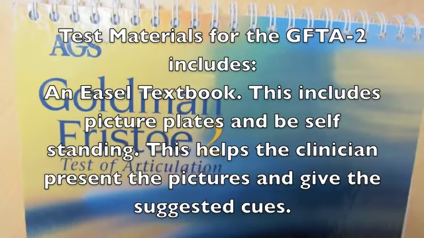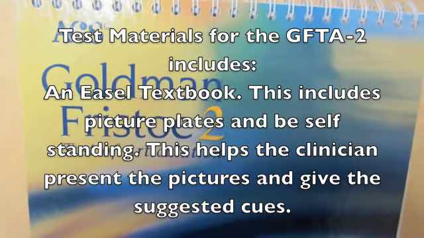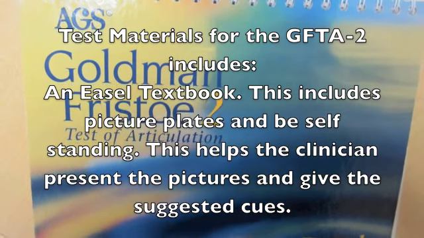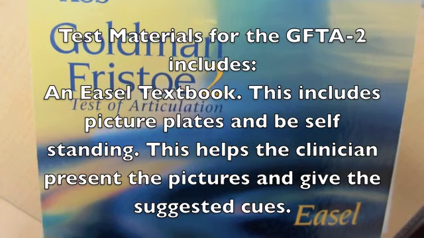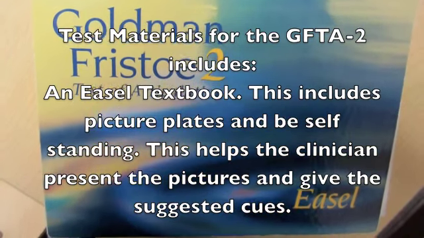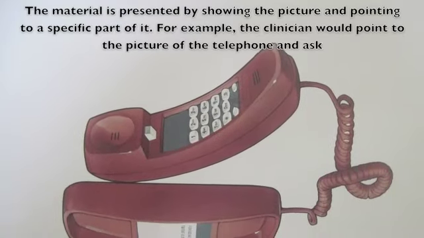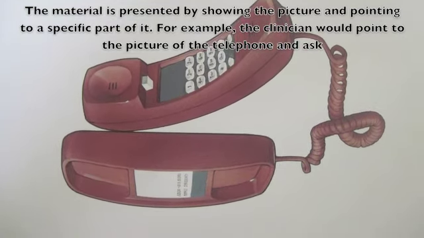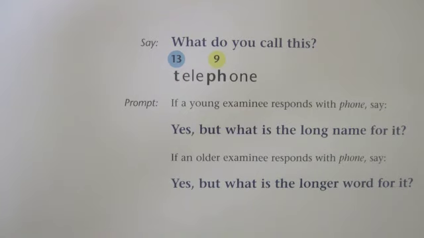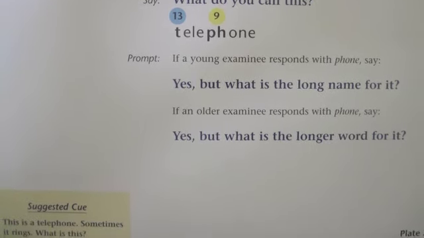Test materials for the Goldman-Fristoe Test of Articulation 2 include an easel textbook. This includes picture plates and can be self-standing. This helps the clinician present the pictures and give the suggested cues. The material is presented by showing the picture and pointing to a specific part of it. For example, the clinician would point to the picture of the telephone and ask, "What is this?"